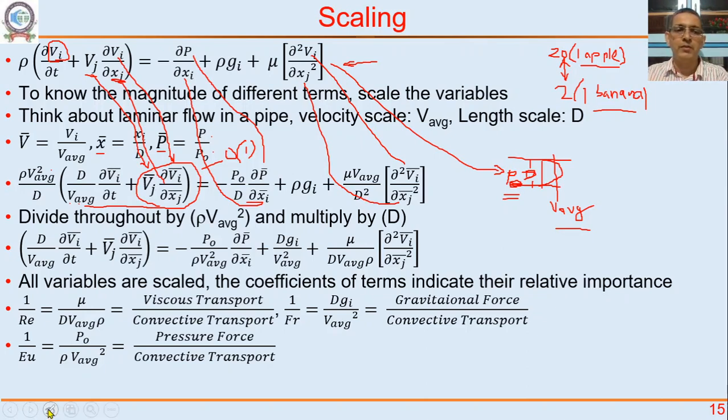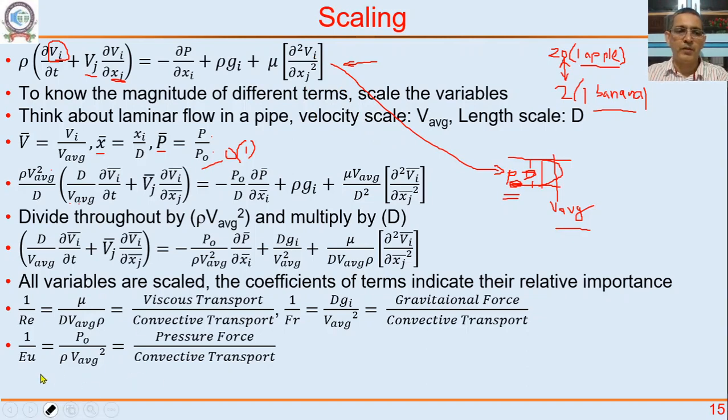Okay. So get this equation for yourself. Pause the video, make this equation, get it for yourself. Only then go forward.